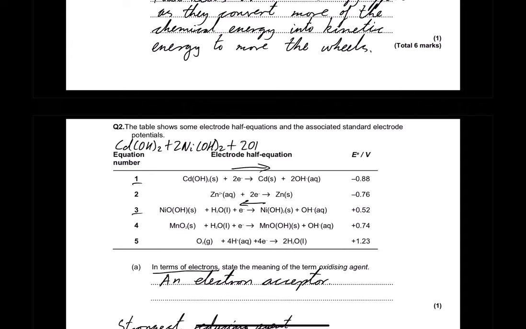Plus 2 OH minus goes to form cadmium plus 2 hydroxide ions plus 2 NiOOH plus 2 H2O. You can just cancel out these 2 hydroxide ions, and that is it. And that's that.